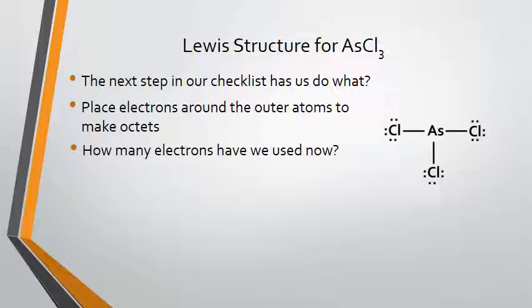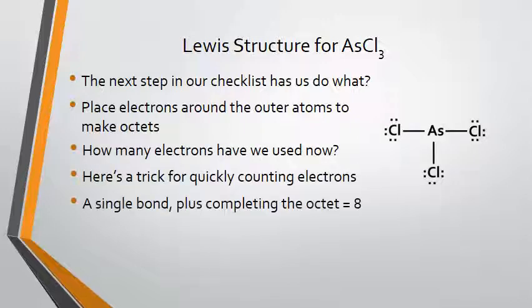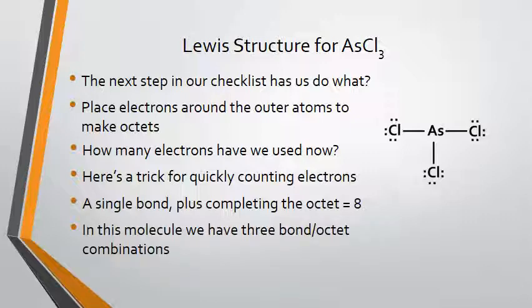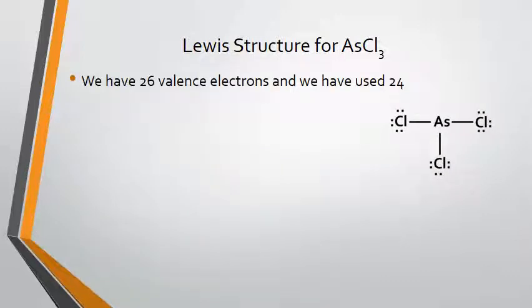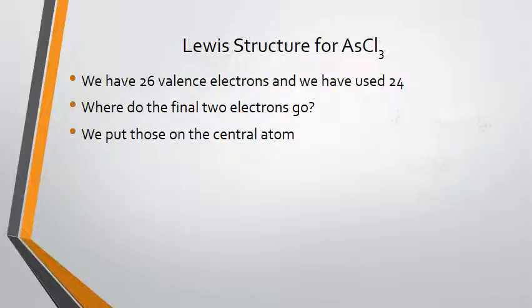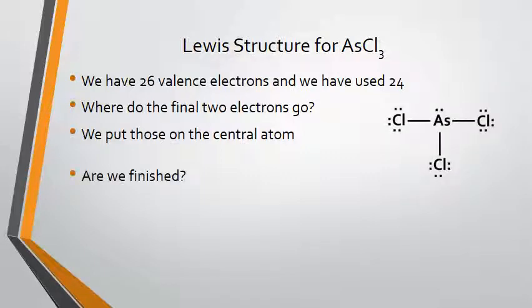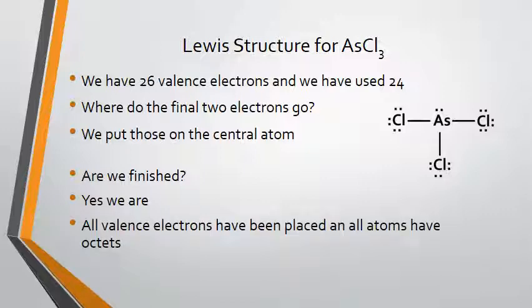So how many electrons have we used? So here's a shortcut for quickly counting those up. If you have a single bond plus a completed octet, that's 8 electrons. So in this molecule, we have 3 of those. 3 times 8, 24. So we've used 24 electrons so far. We have 26 total. We've used 24. Pretty easy. The final 2 electrons go on that arsenic. Are we finished? Well, let's look. We've used 26 electrons. Every atom that needs an octet has one. So we are done. Okay, let's look at the next one.